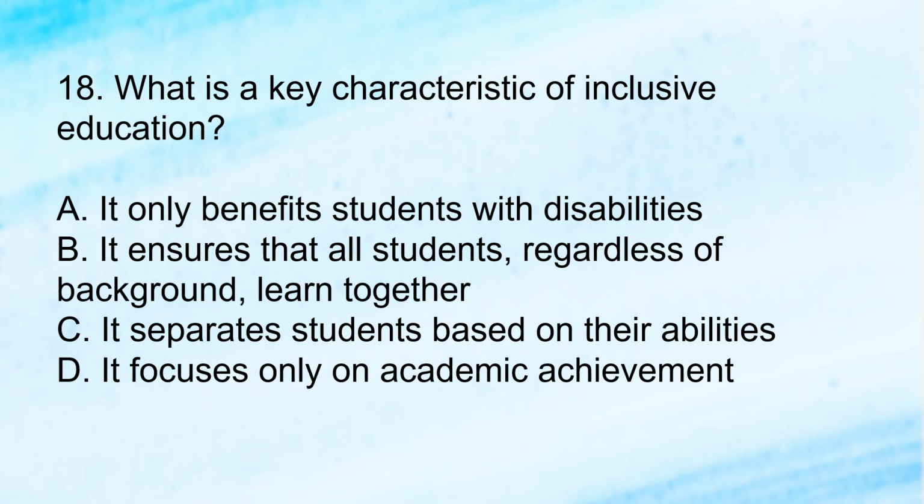Number 18. What is a key characteristic of inclusive education? Letter A. It only benefits students with disabilities. Letter B. It ensures that all students, regardless of background, learn together. Letter C. It separates students based on their abilities. Or letter D. It focuses only on academic achievement.